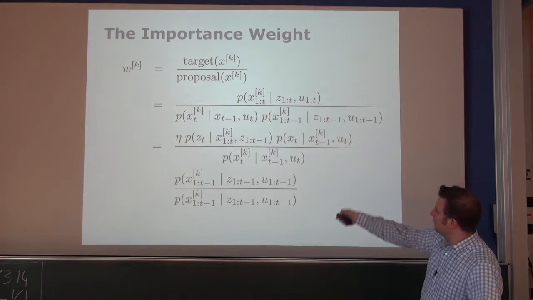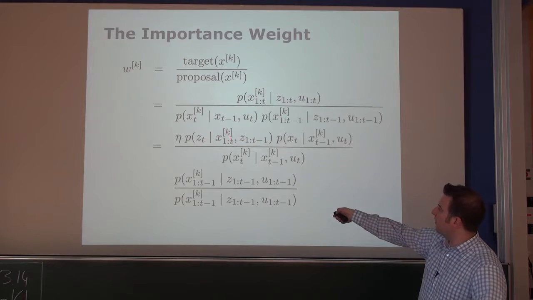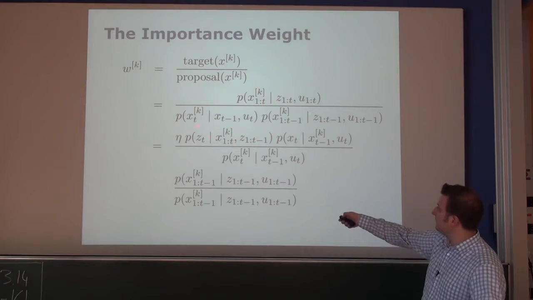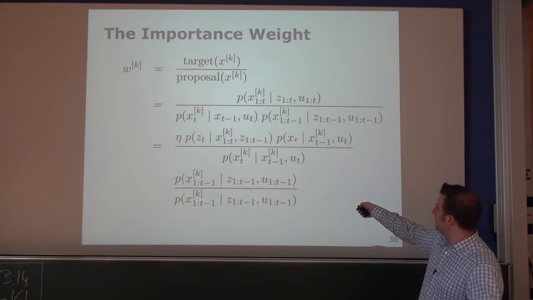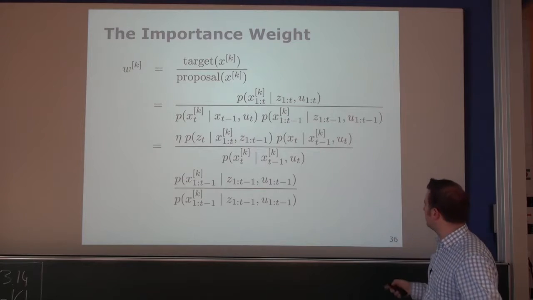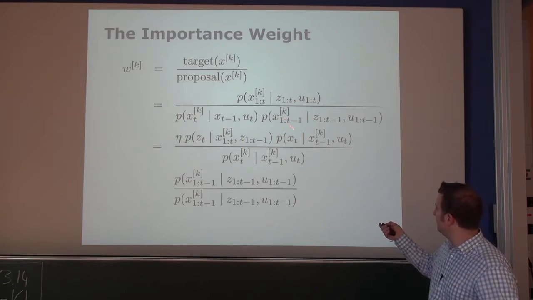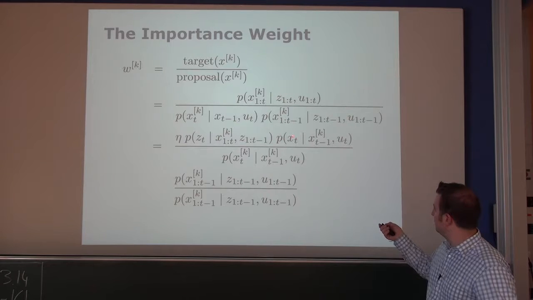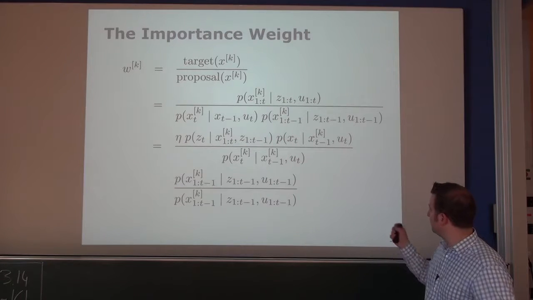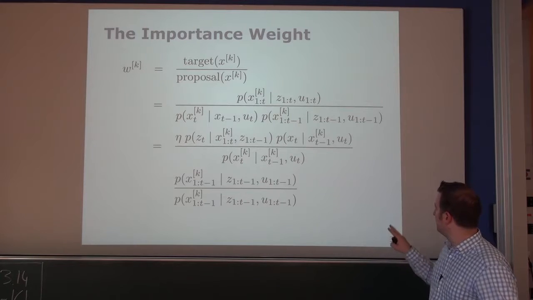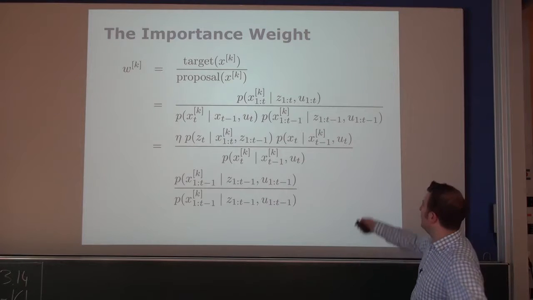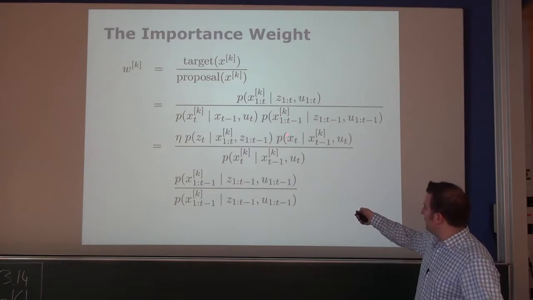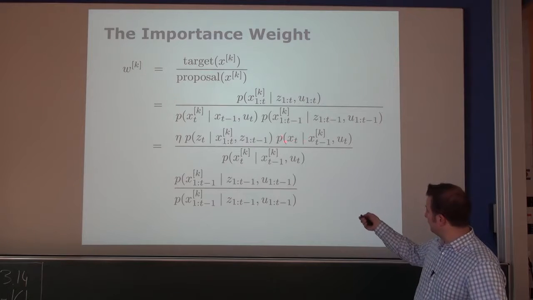to the other side. So zt moved over here, and all the poses moved over here. So we have p of zt given all the poses times all the poses. The only thing I did here, I just factorized it.